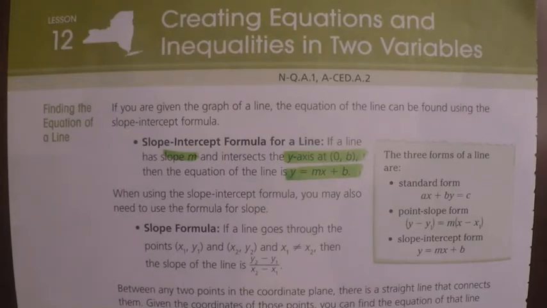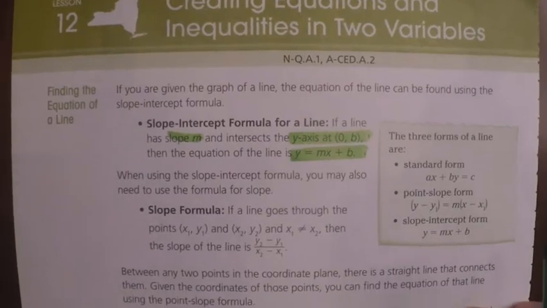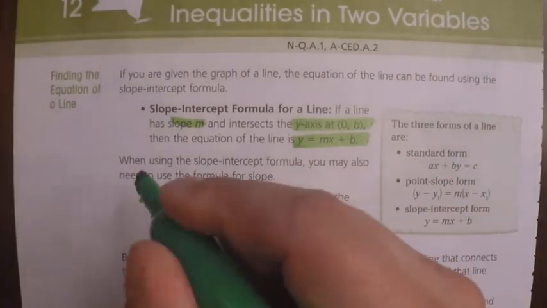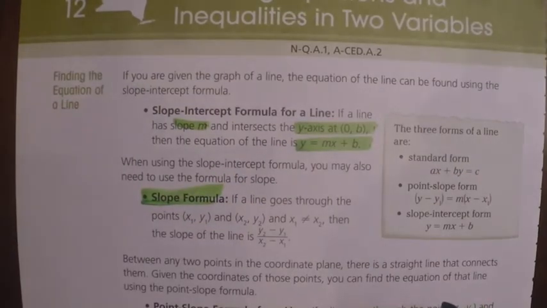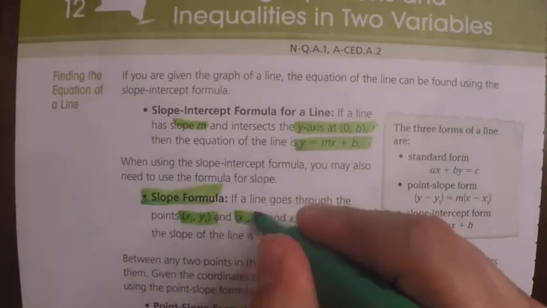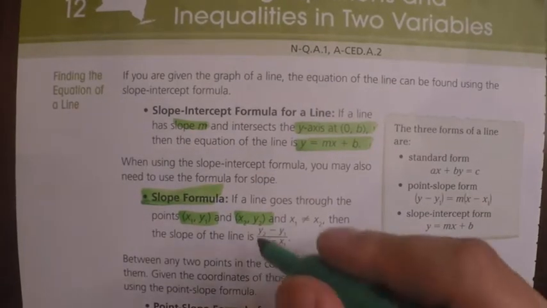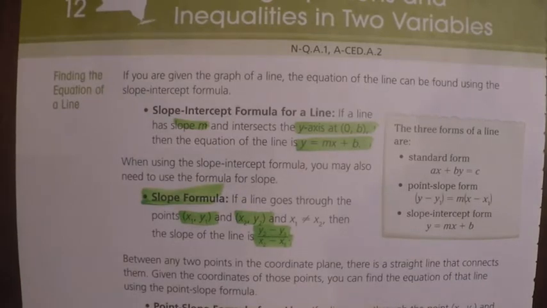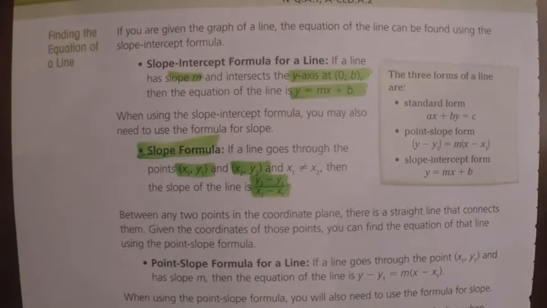But then it goes through that sometimes you might have to use the slope formula to find the slope of the line. It might not be as easy as just counting on the graph. Our slope formula is used when we have 2 points: point 1, which we label x1, y1, and point 2, which we label x2, y2. We use the formula y2 minus y1 over x2 minus x1. Between any 2 points in a coordinate plane, there's a straight line that connects them. Given the coordinates of those points, you can find the equation of that line using the point-slope formula.